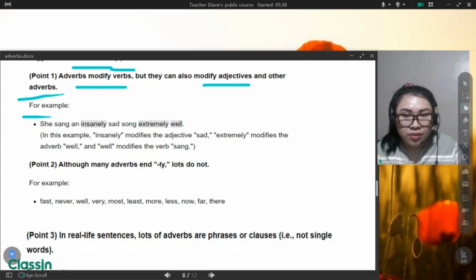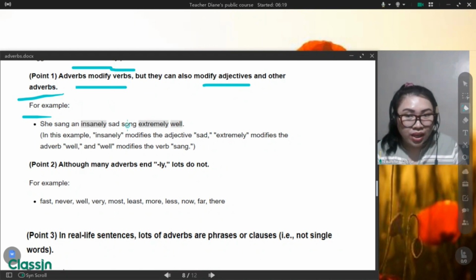In this example, insanely modifies the adjective sad. This is our adjective sad, and insanely is our adverb. Extremely modifies the adverb well, and well modifies the verb sang.